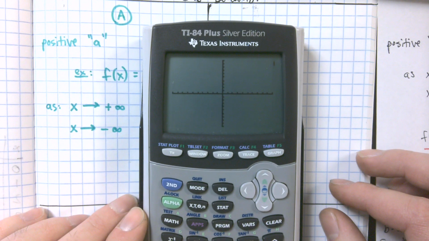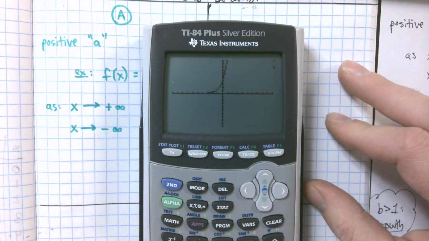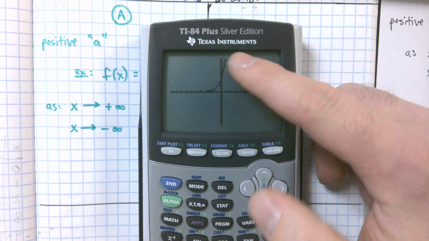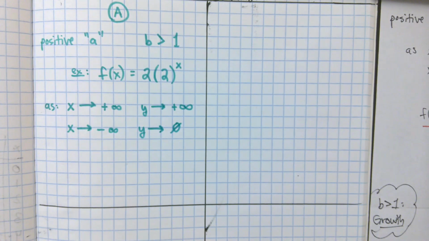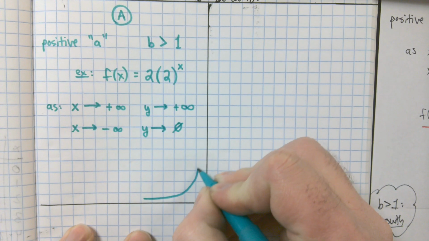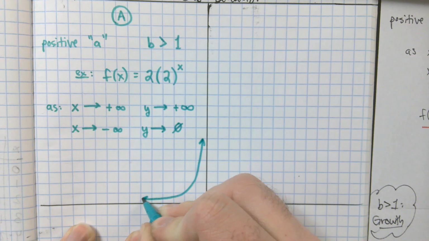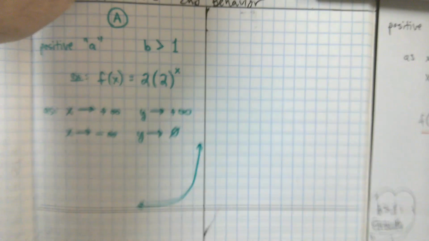Okay, there we go. Right? See how to the right we're going up towards infinity, to the left we're going down towards 0. It's always going to look like that, okay? So what is this shape? It looks like this. Make sure you draw that little curve right there in the corner.